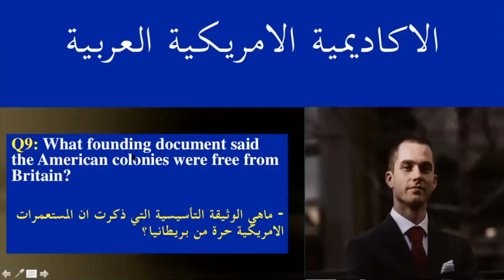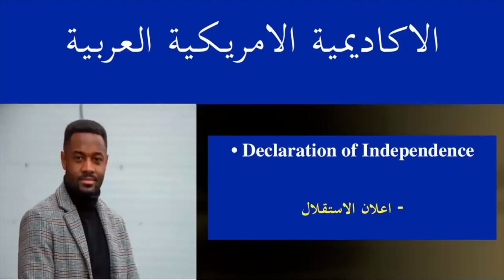What founding document said the American colonies were free from Britain? ما هي الوثيقة التأسيسية التي ذكرت إن المستعمرات الأمريكية حرة من بريطانيا؟ الجواب هو Declaration of Independence.